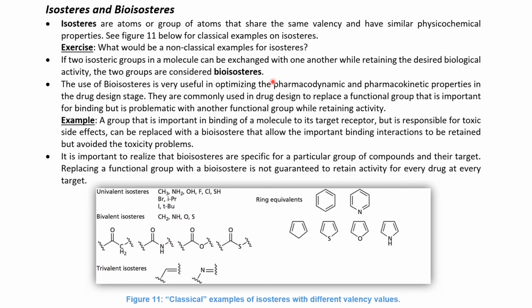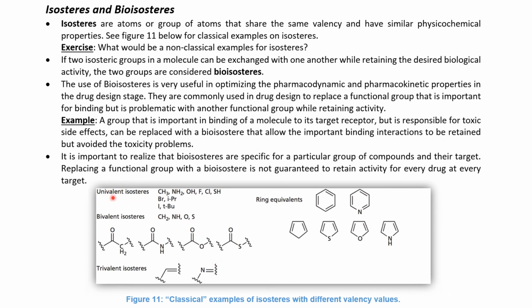These groups that have the same valency and similar physicochemical properties are known as isosteres. Examples of such groups are here in this table, and these are called classical examples. And I advise you to look for non-classical examples of isosteres. Just Google it and find out what non-classical isosteres are. These are the classical examples of isosteres.